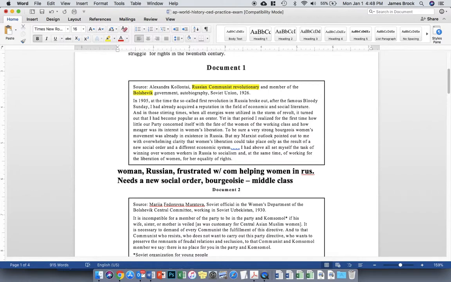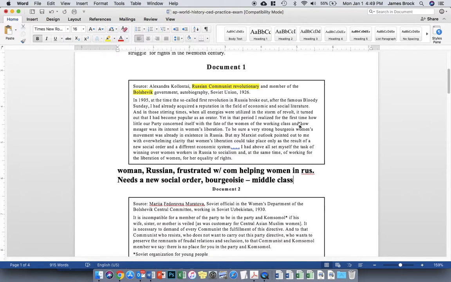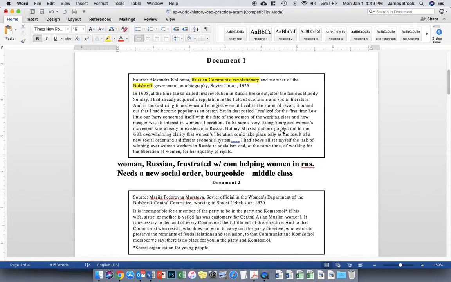Okay, so this kind of tells me what this document is, and I'm already starting to see that one of my groups might be that they didn't really help women's rights movements. By they I mean communist movements: even though they're pushing for equality, maybe women aren't getting this. So let's go to the next one.